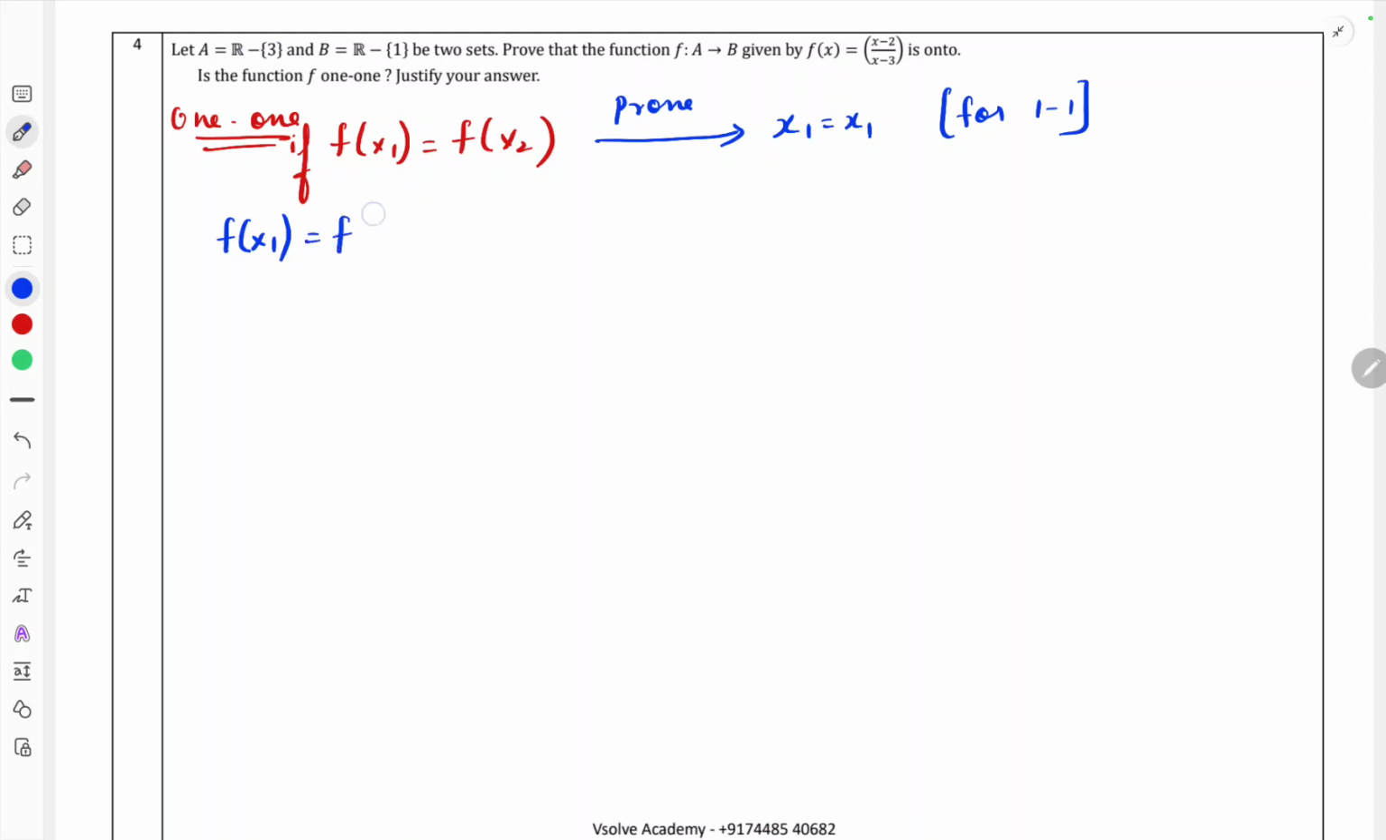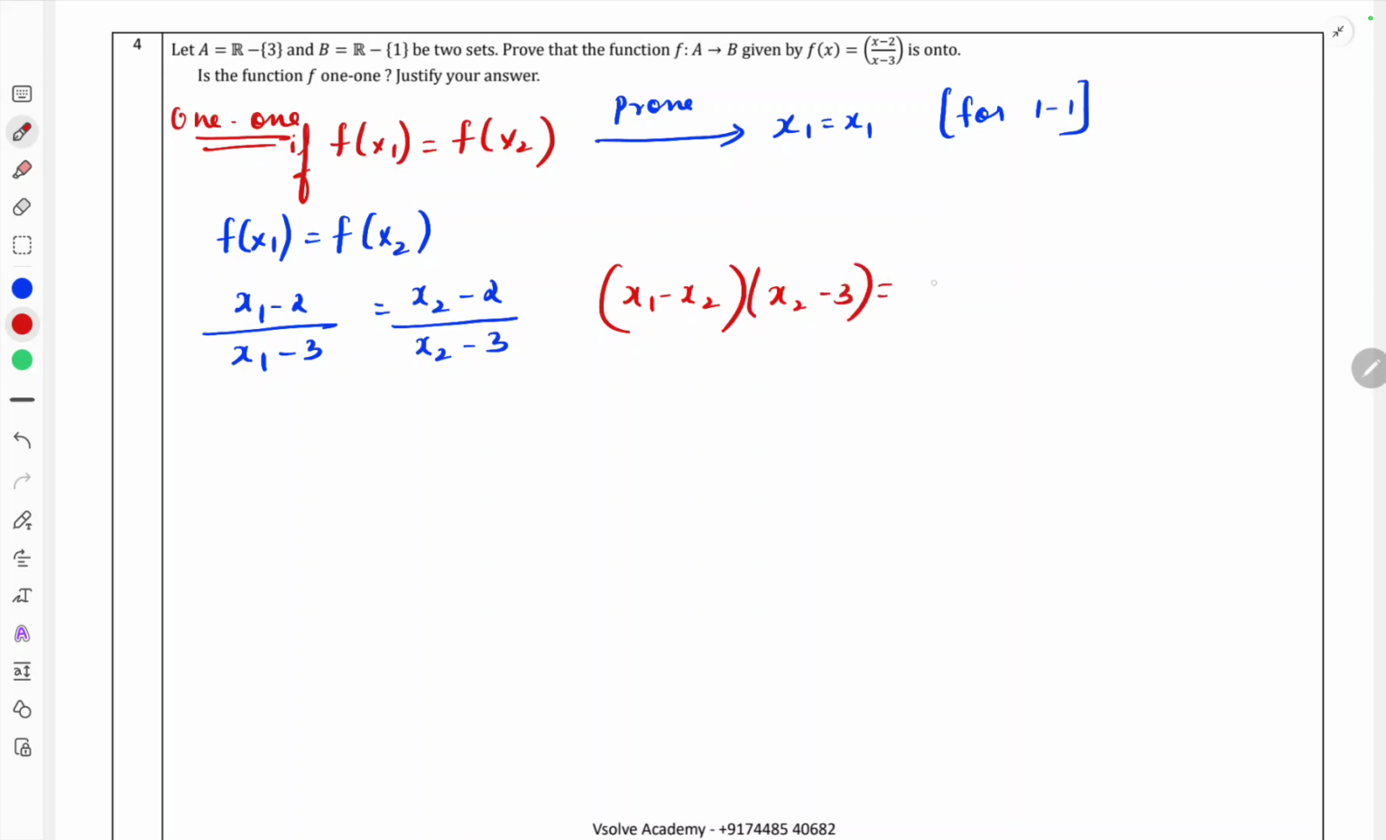I will take f of x1 equal to f of x2, which means f of x1 is (x minus 2) by (x minus 3), and here it is (x1 minus 2) by (x1 minus 3) equal to (x2 minus 2) by (x2 minus 3). So now we just have to solve this, just multiply. So (x1 minus 2) into (x2 minus 3) equal to (x2 minus 2) into (x1 minus 3). Now what I can do here is just multiply in this order.